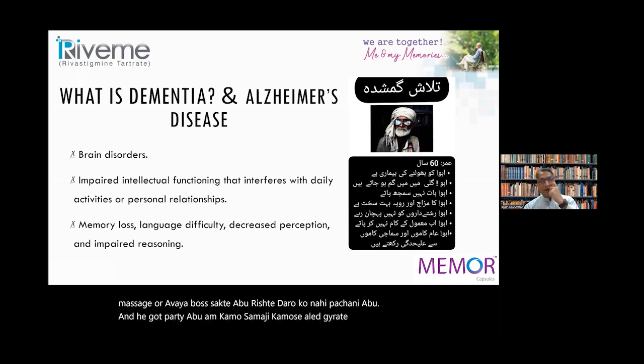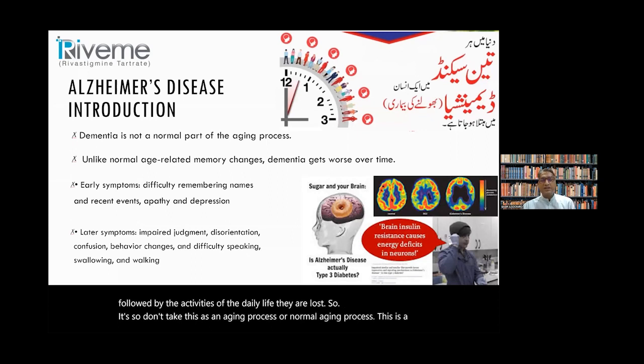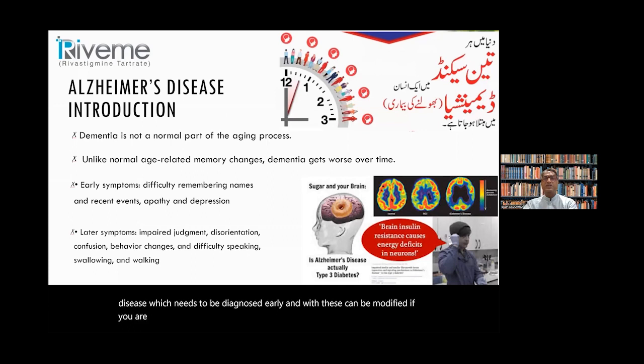So as I told you initially, they start with memory loss, followed by behavioral changes, and then the activities of daily life are lost. So don't take this as an aging process or normal aging. This is a disease which needs to be diagnosed early, and it can be halted if you start patients on rivastigmine early.